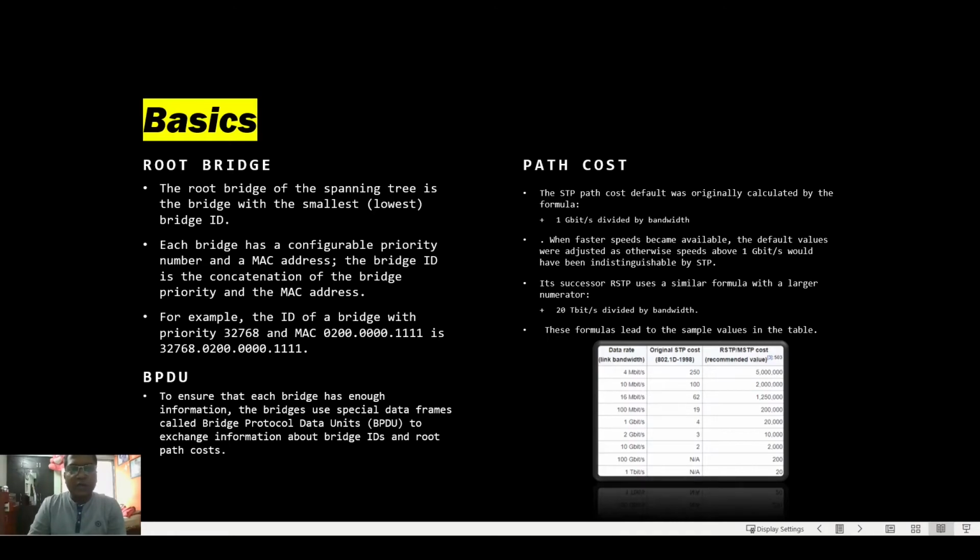So what is path cost? The STP path cost default was originally calculated by the formula 1 gigabit divided by the bandwidth. When faster speeds became available, the default values were adjusted, as otherwise speeds above 1 gigabit per second would have been indistinguishable by STP. Its successor RSTP uses a similar formula with a larger numerator, 20 terabits per second divided by bandwidth. These formulas lead to sample values in the table mentioned below.